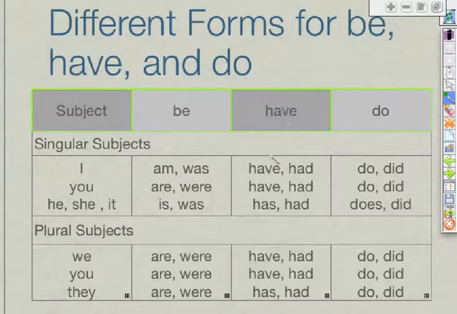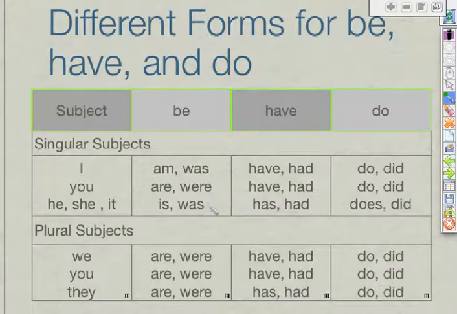Now, this chart is actually the same chart from your textbook. And if you look, you've got columns here for the verb be, and it's got the different forms of it, and then you've got columns for the verb have and a column for the verb do. Now, this is every instance that you might use.